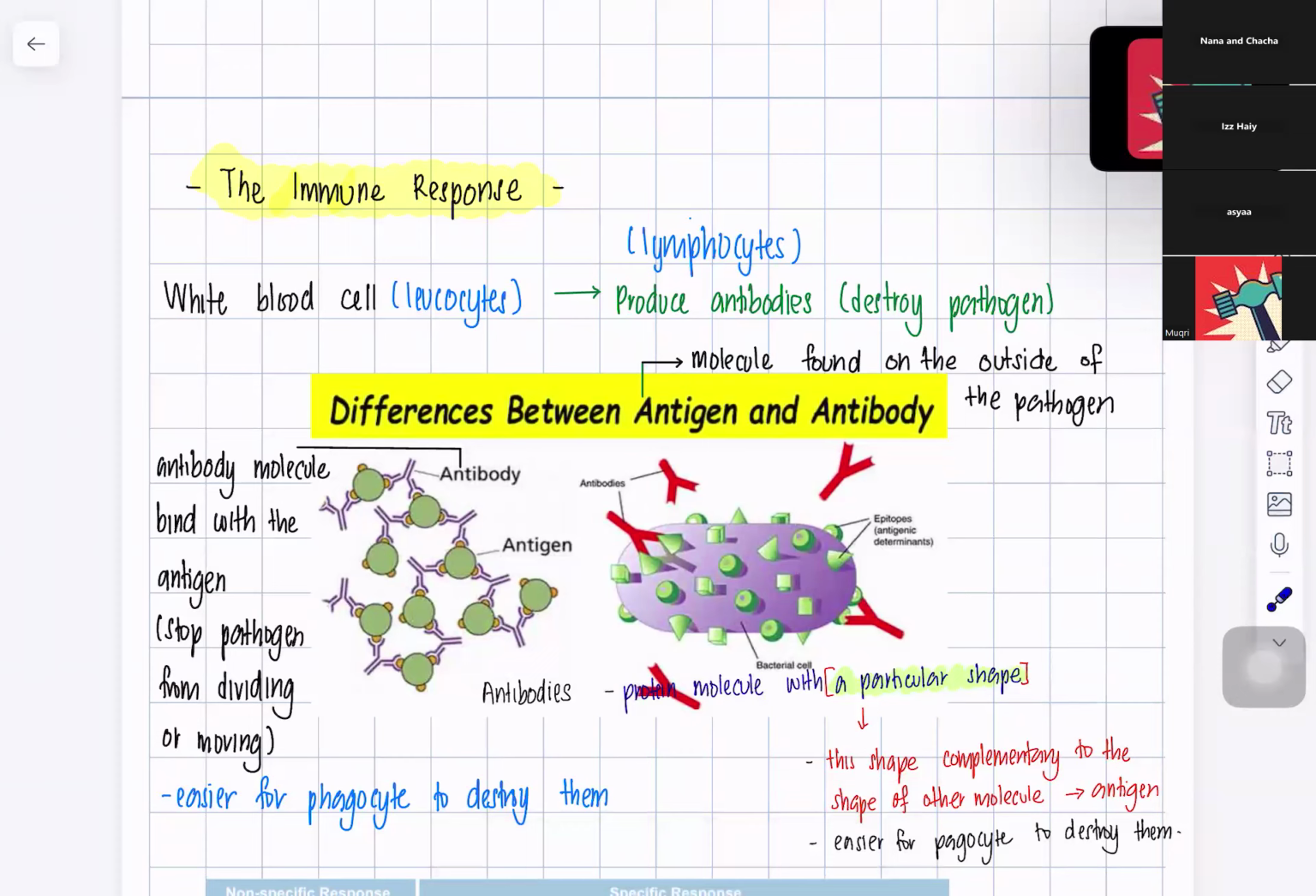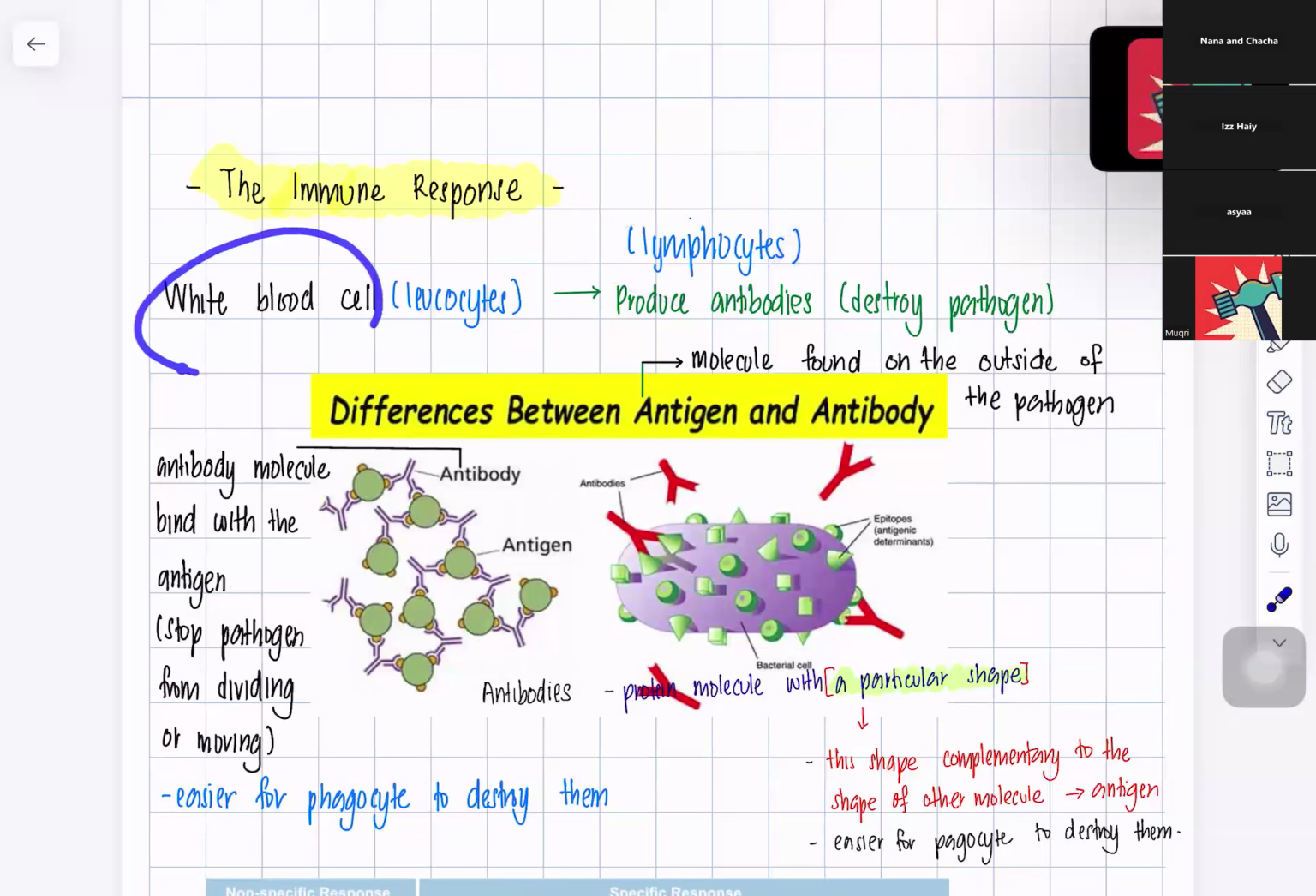We have a white blood cell, which we call leukocyte. This leukocyte will produce antibodies to destroy the pathogen. The cell that produces the antibody is a lymphocyte.